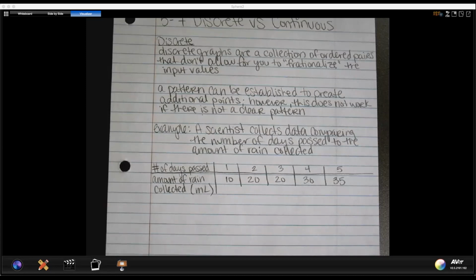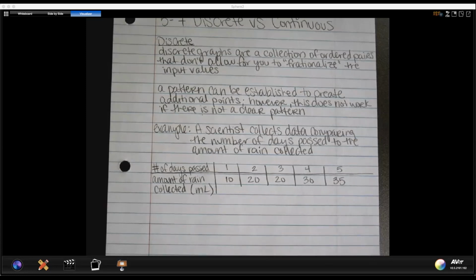All right, so looking at this data, the couple of reasons why we know this is discrete, okay? So with discrete data, we can't fractionalize the input. So if the scientist is counting by the number of days passed, they're referring to whole days, okay? So they're not collecting the data every minute, every hour, they're collecting it by the day. So that day itself can't be fractionalized if they're counting all the rain from midnight to midnight, right? From 12 to 12. So if they're looking at that, we can't fractionalize that.